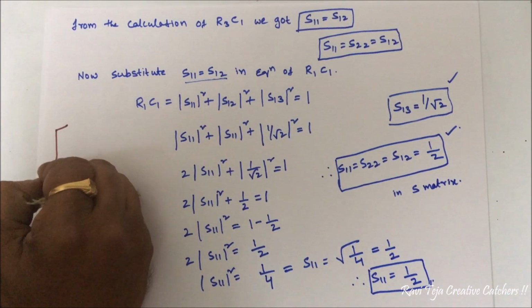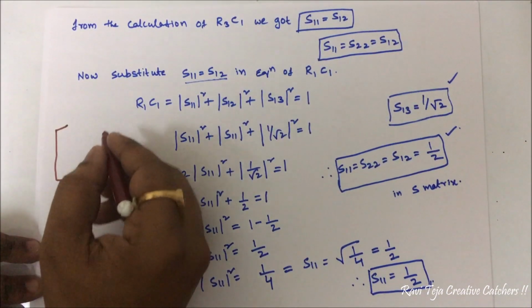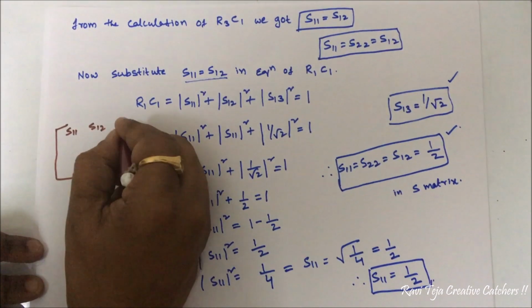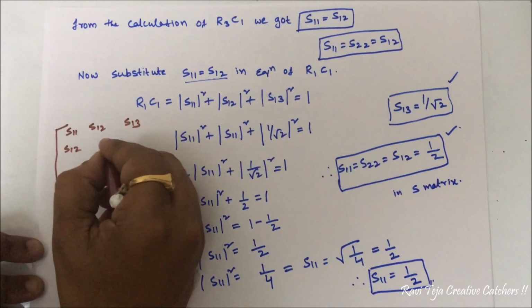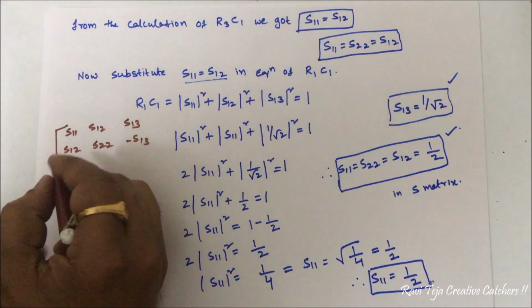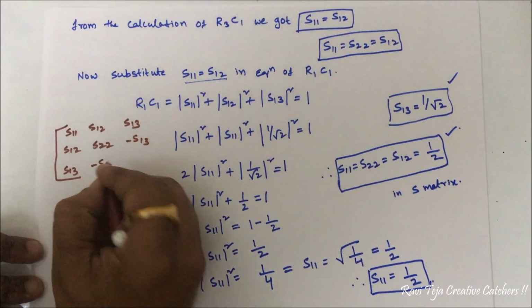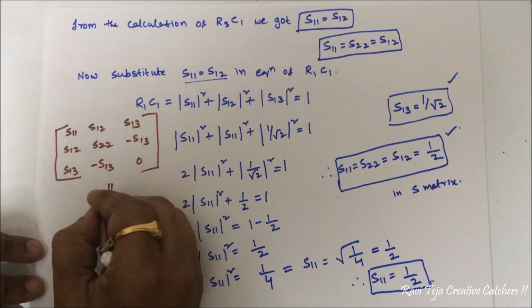If you substitute all those values in that S matrix, what is the S matrix we have? S11, S12, S13; S12, S22, minus S13; S13, minus S13, and 0. This is our S matrix, right?